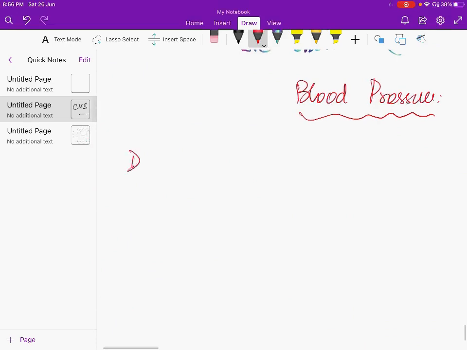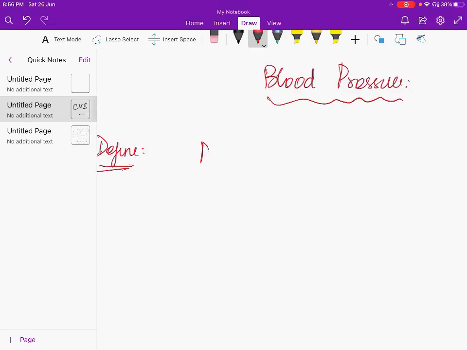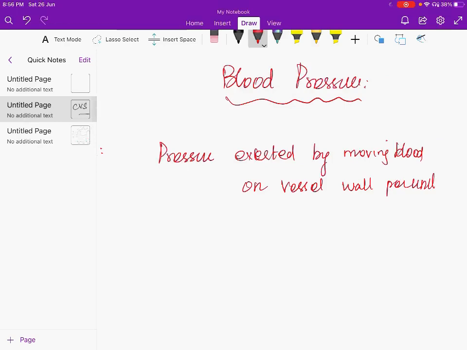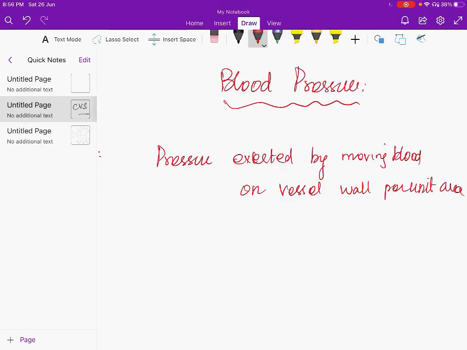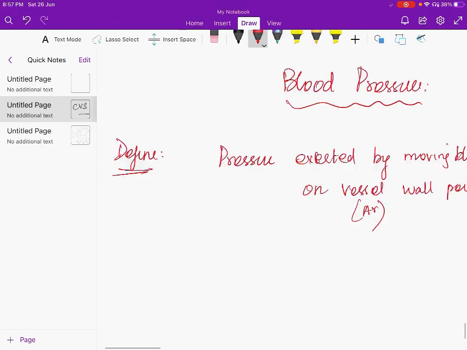So blood pressure. Define blood pressure. It's nothing but the pressure exerted by the moving blood on the vessel wall per unit area. Your arterial wall, to be precise: pressure exerted by the moving blood on your arterial wall per unit area. This is how blood pressure is defined.